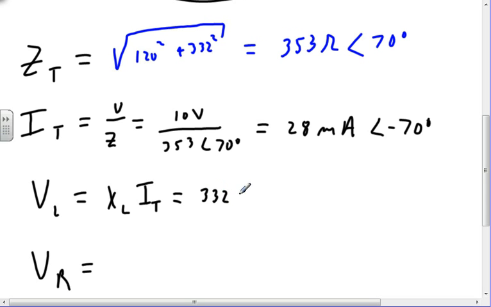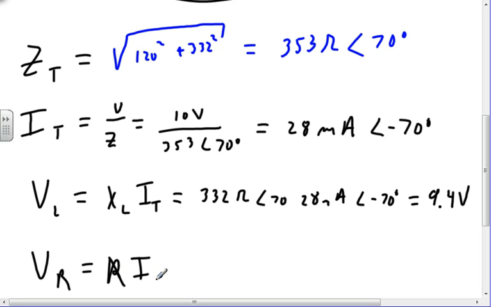332 ohms, angle 70, times 28 milliamps, angle minus 70. That's pretty weird, isn't it? Wonder how that happened. All right, so I got the milliamps times 332 ohms, 9.4 volts.